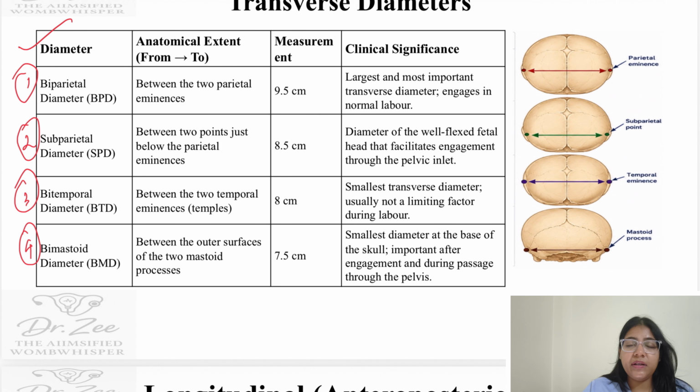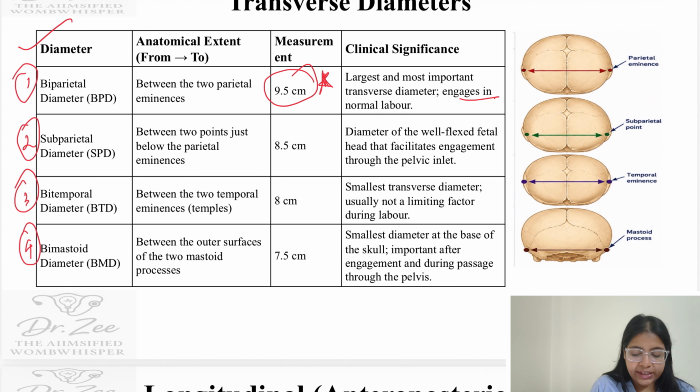Biparietal diameter. Obviously, it will be on the parietal bone. There is a parietal eminence on the parietal bone, as you know from your anatomy class. So the distance between the two parietal eminences forms the biparietal diameter, and this is the most important transverse diameter which engages in normal labor. It is 9.5 centimeters. You need to remember this number, 9.5 centimeters.